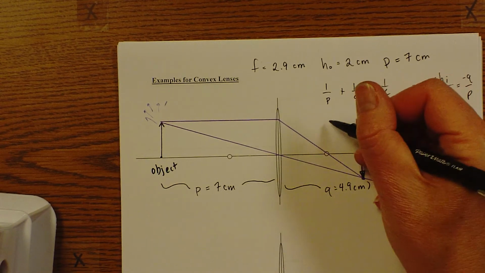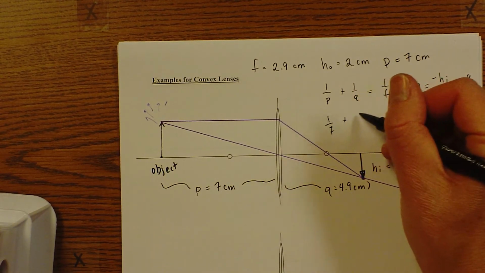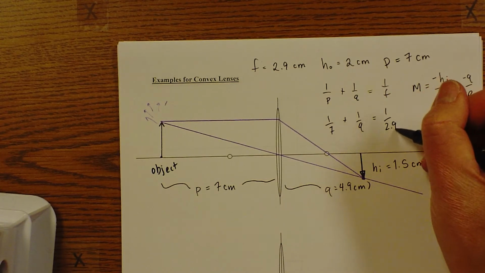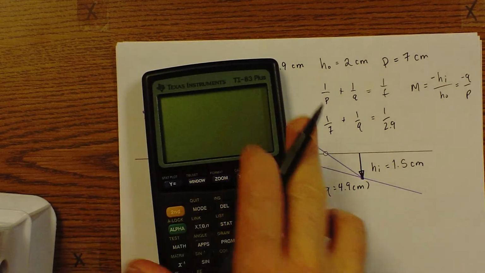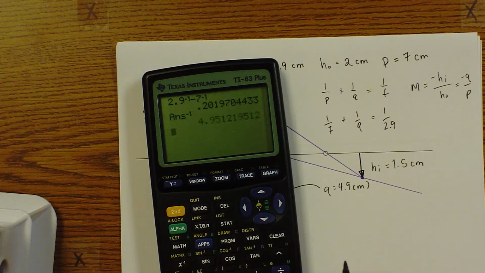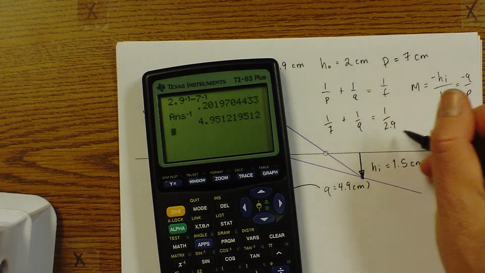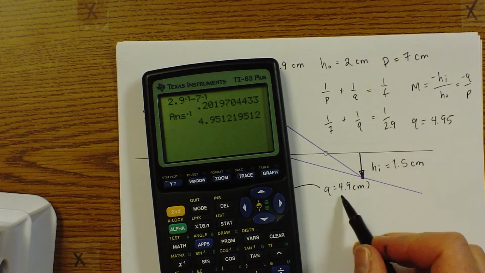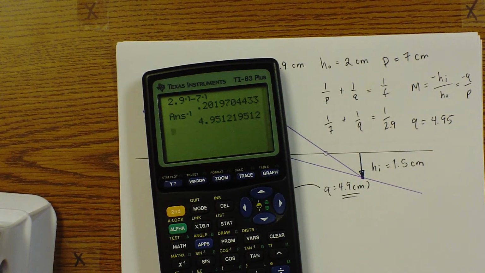So I'm given P is 7. Q is what I'm looking for. F was about 2.9. If I get out my trusty calculator and solve this, we've got the reciprocal of 2.9 minus the reciprocal of 7. Take the reciprocal of that. We get 4.95. So Q is 4.95, which is pretty darn close to what we calculated by using a ray diagram.